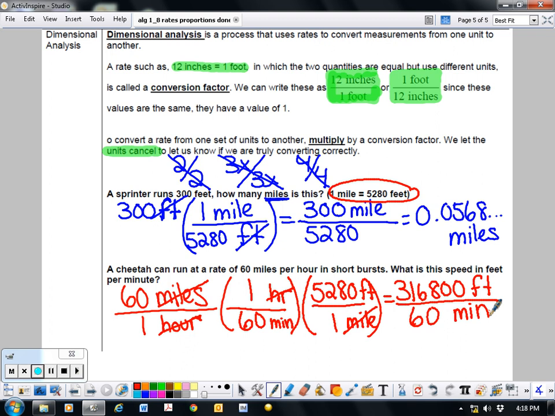And then I find the unit rate. So then I divide by 60, and I get an answer of 5,280 feet per minute. Very, very fast. Of course, only short spurts, but still very, very fast.